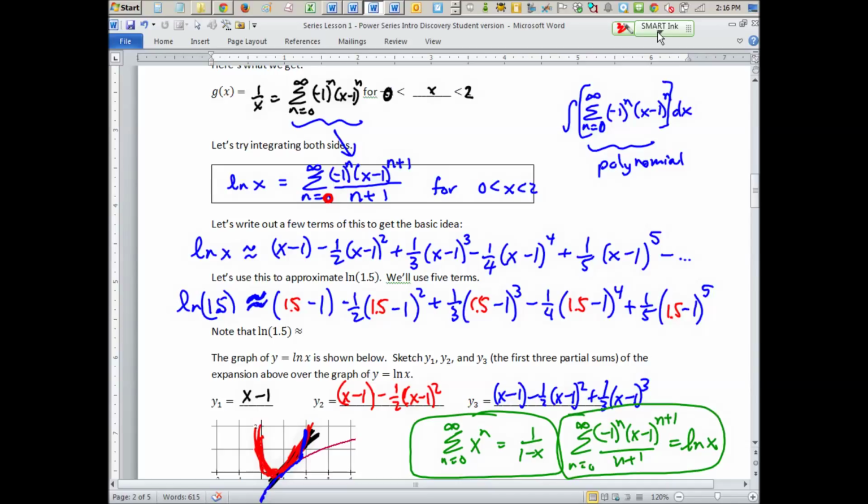Whenever you memorize a formula like this, memorize the interval of convergence. That just means go ahead and memorize for what x it's true. This is only true for x's between negative 1 and 1. This is only true for x's between 0 and 2. We call this the interval of convergence.